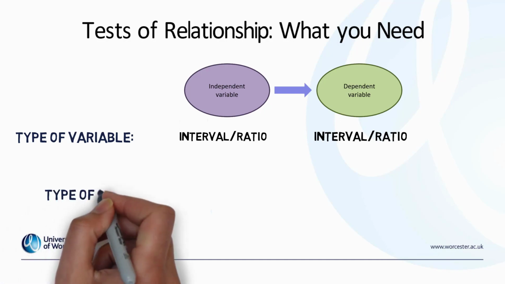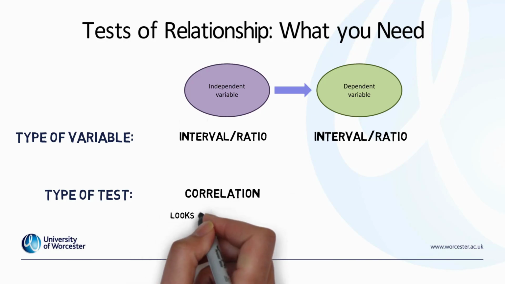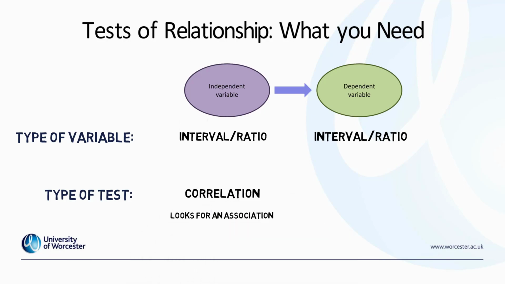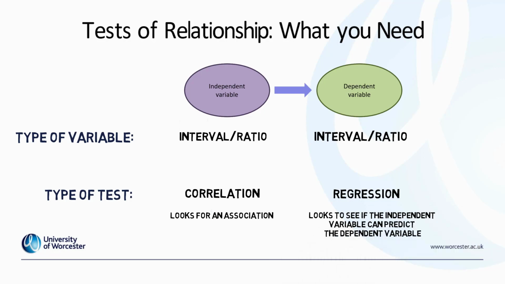So the types of tests you might use, first of all, is a correlation, which looks for an association between the variables. And if you find a correlation between the variables, you can then look to undertake a regression which looks to see if the independent variable can predict the dependent variable.